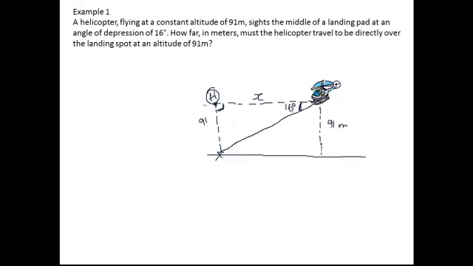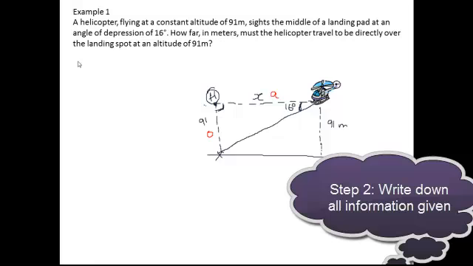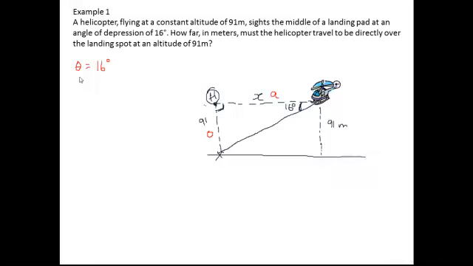Okay, so the angle we're given is 16 degrees, and X then would be the side that is adjacent to that angle, and the 91 meters that we're given is the opposite side. So let's just write down over here what we know. Okay, so we know the angle, theta, we'll call that, is 16 degrees. We know the opposite side is 91 meters, and the adjacent side is what we want to find out.